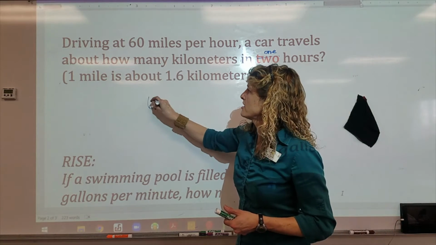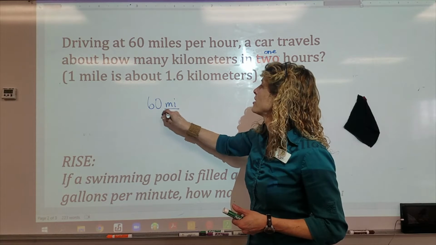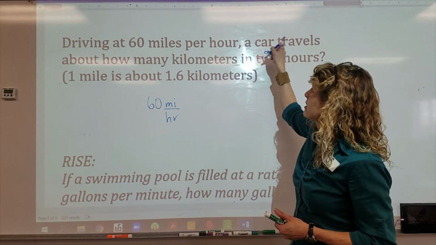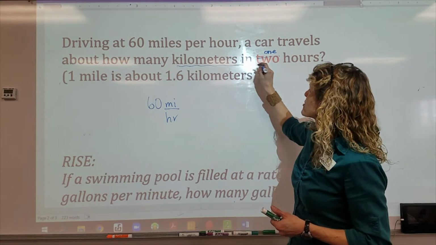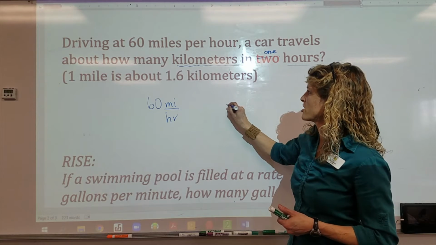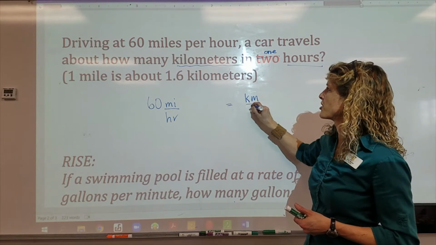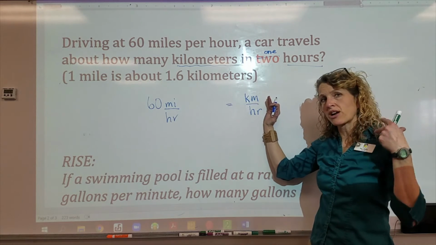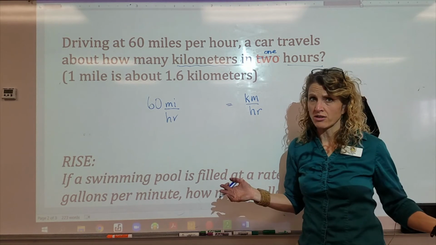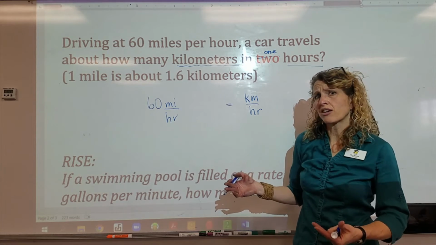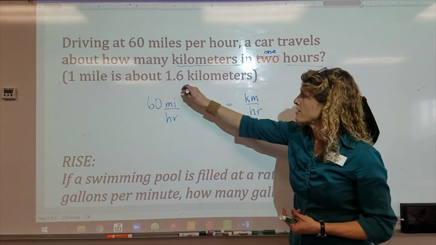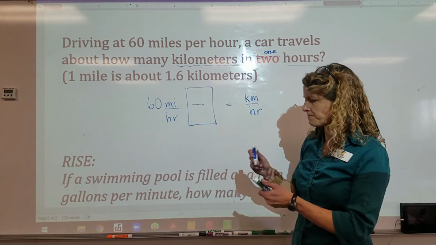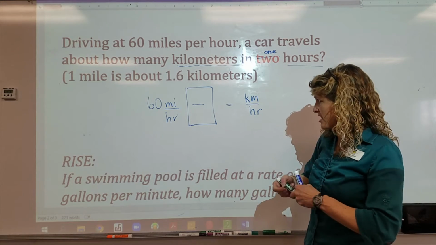So 60 miles per hour, that's given. How many kilometers per hour? So we're going to try to get to kilometers per hour. I always start with what I'm given, and I write down where I need to go before I do any calculations. Because how do I know what I'm going to calculate if I don't know where I'm going? Draw your unit multiplier box, and then decide what goes in it.